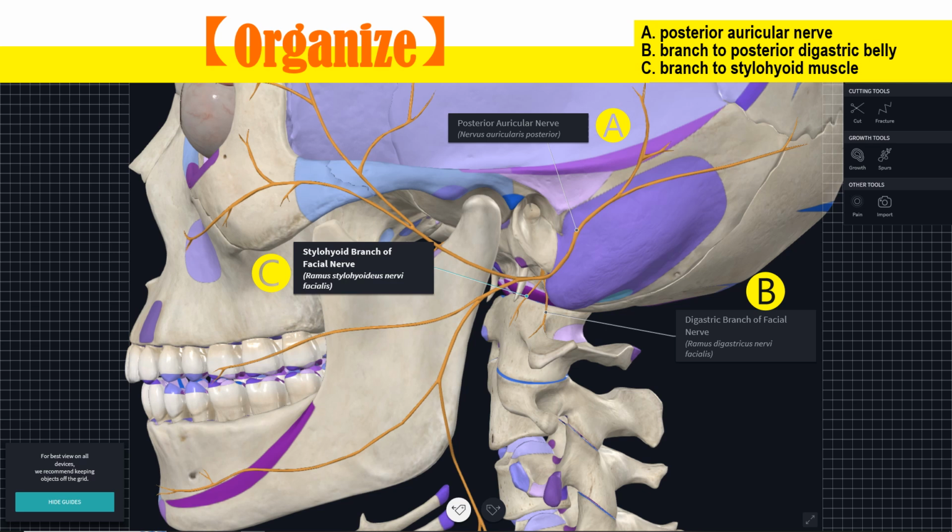What muscle is located at the back of the head? That's right, it is the occipitalis muscle. Hence, this branch is called the occipital branch.